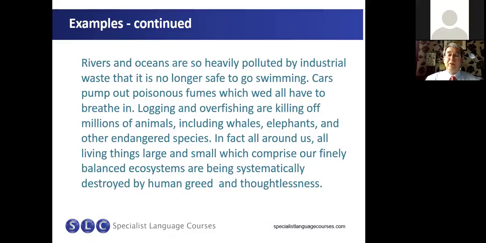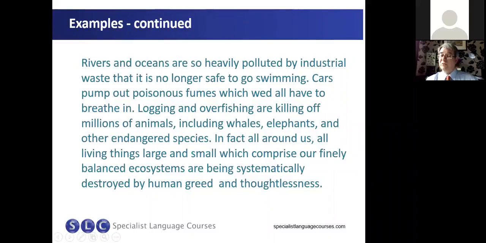So logging and overfishing are killing off millions of animals, including whales, elephants, and other endangered species. So here we've got examples. Logging and overfishing are killing off millions of animals, and then it gives you a couple of examples. Whales, because of the overfishing, their food stock has gone. Elephants, they've lost habitat, and other endangered species. So we're making the examiner aware that we know that it's not just these two.